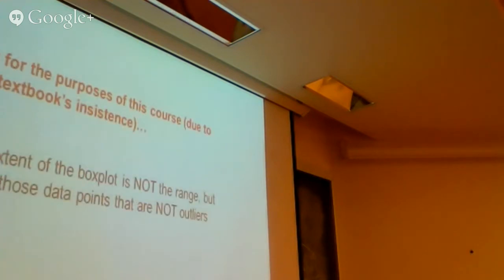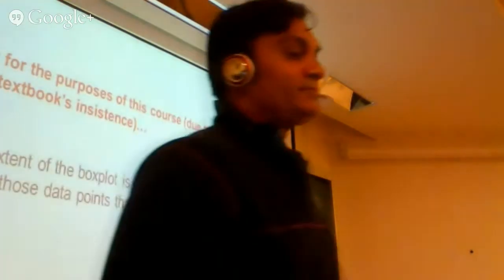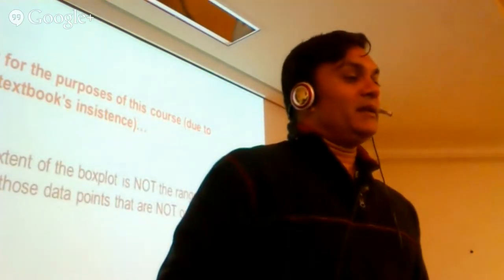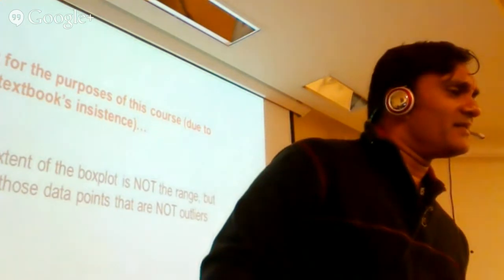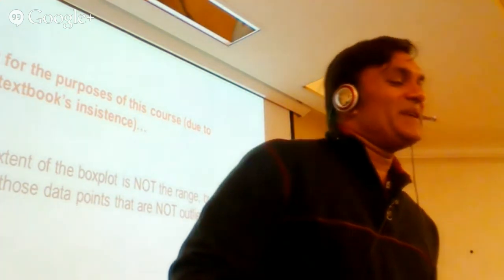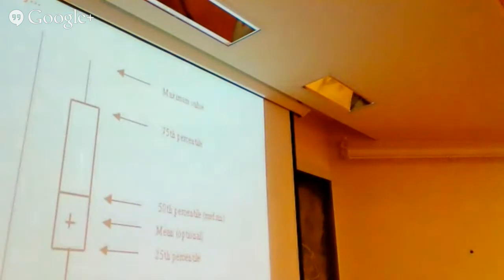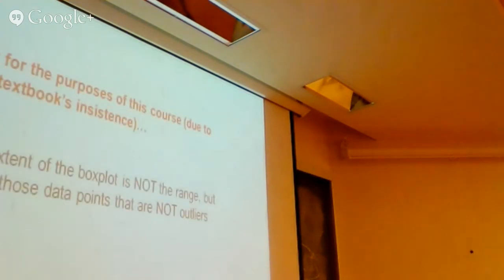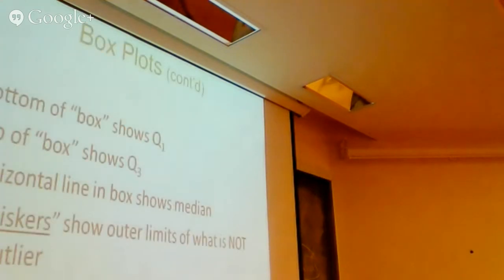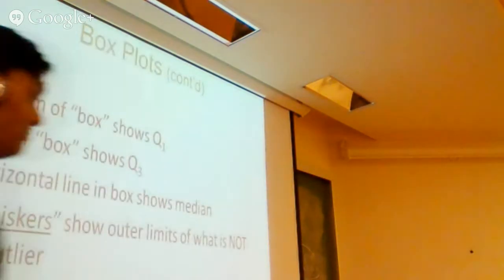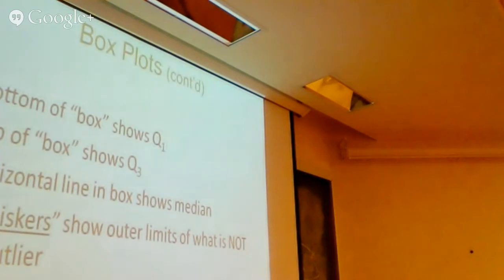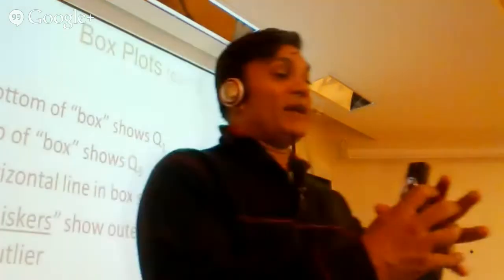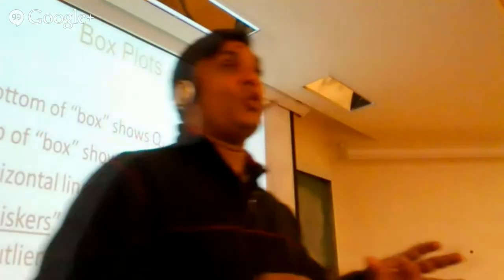Now, sometimes, let's say. Okay, so this is the traditional way of doing it, where this is the range. The way the textbook does it, and therefore the way this class does it, is that this is not going to be the range. This is going to be the non-outlier numbers. The textbook keeps the outliers outside of the range. So, in other words, the bottom of the box shows the Q1, the top of the box shows the Q3, the horizontal line shows the median, like I said, and the whiskers show what is not an outlier.